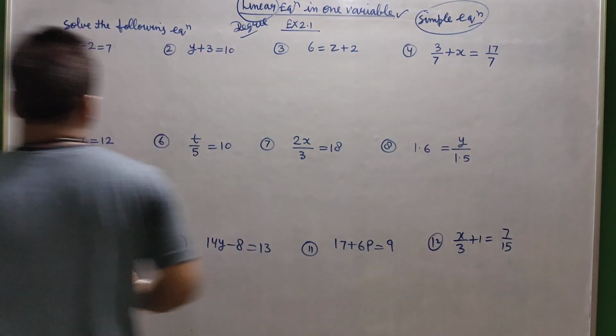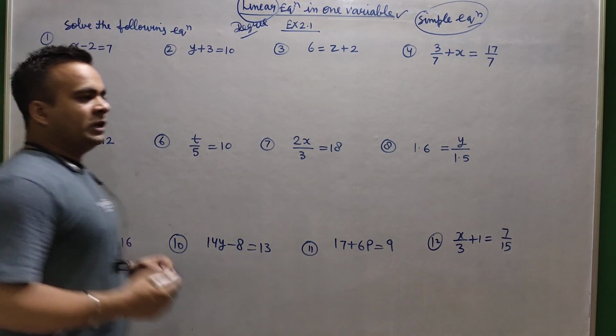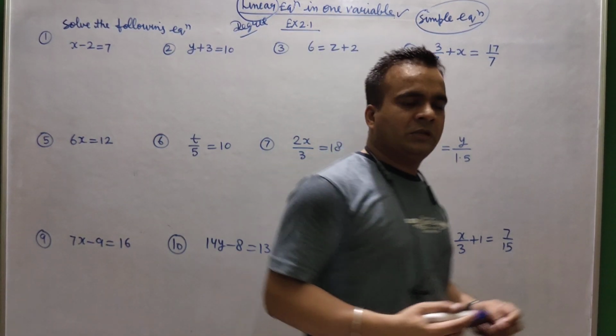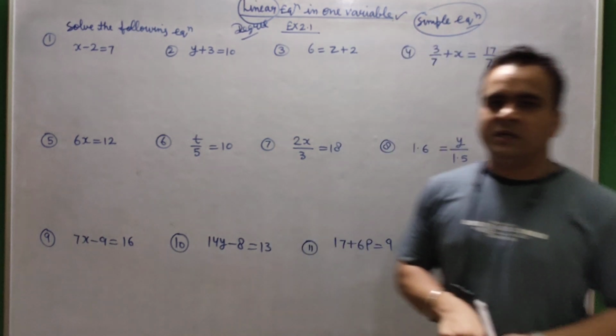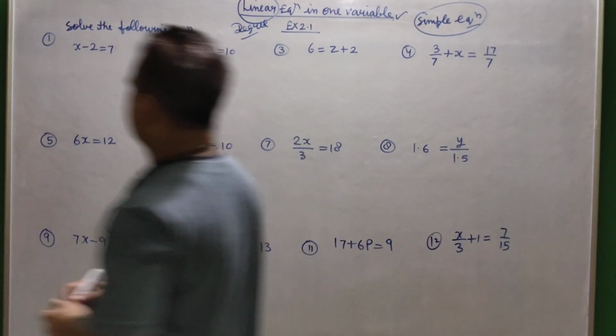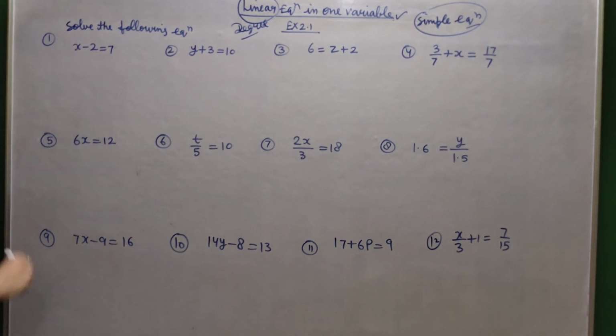Now I am coming to the part where we have to solve the equation. Solve the equation means, whenever it is asked, you have to find the value of the variable always. You can see in the first equation there is one variable x, and it is a linear equation because the highest power is 1, and we know what we have to do here.